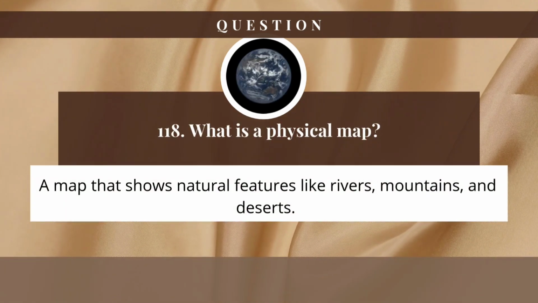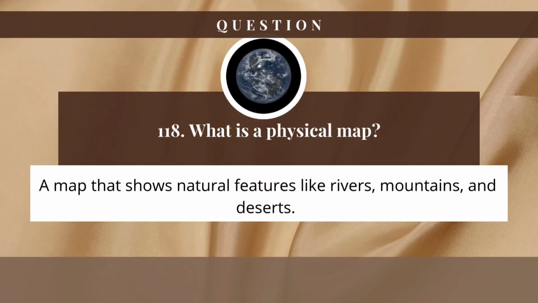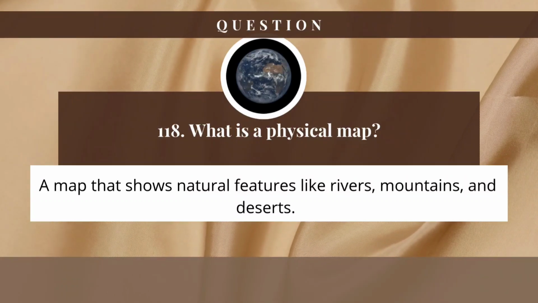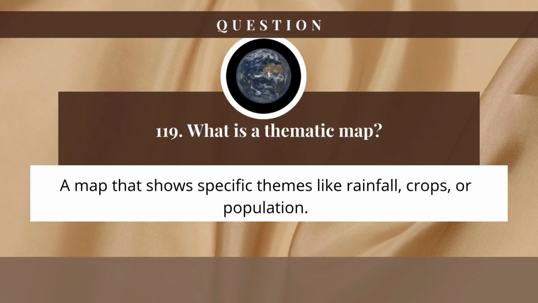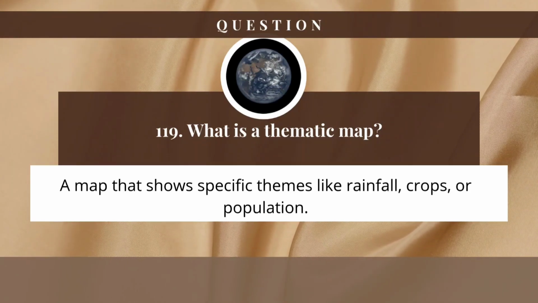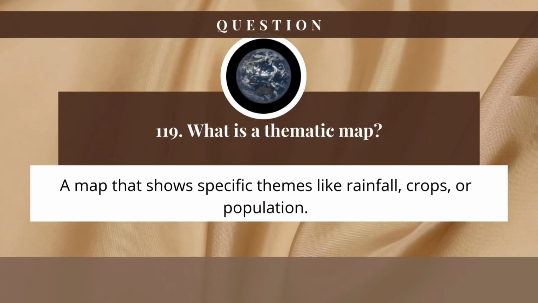118. What is a physical map? Answer: a map that shows natural features like rivers, mountains, and deserts. 119. What is a thematic map? Answer: a map that shows specific themes like rainfall, crops, or population.